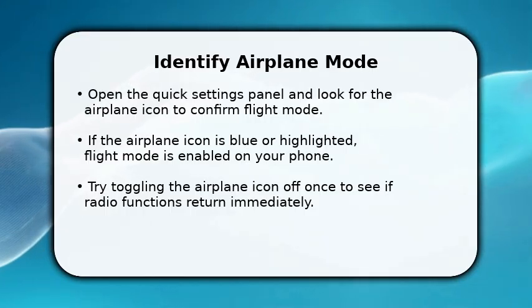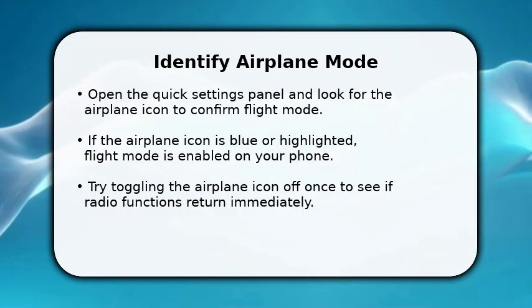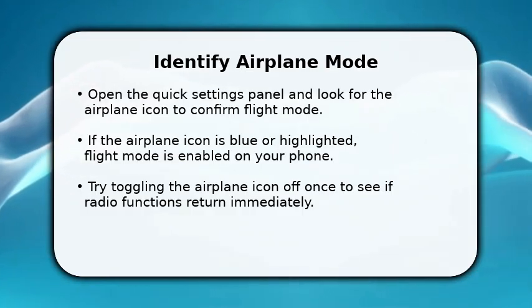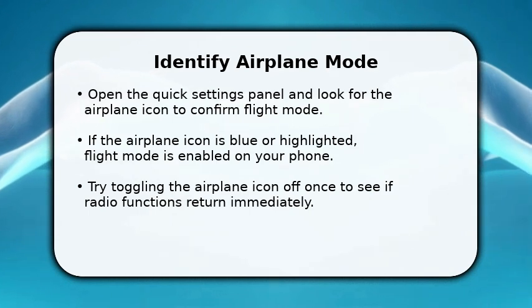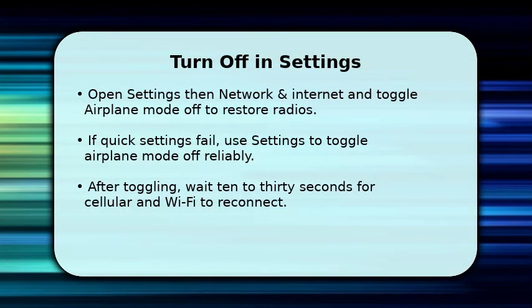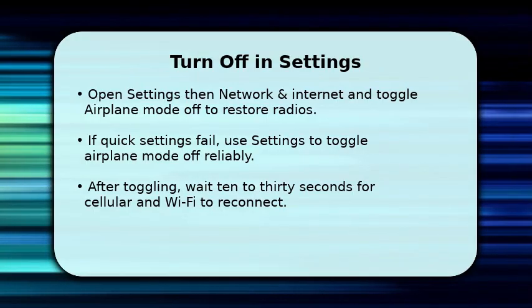Tap the airplane icon once to toggle flight mode off. Watch for network bars to reappear within a few seconds after toggling. If the quick toggle does not work, use the Full Settings app instead. Open Settings and select Network and Internet or Connections depending on your Stylo software.